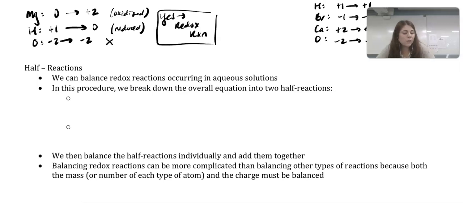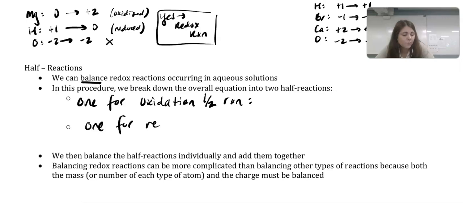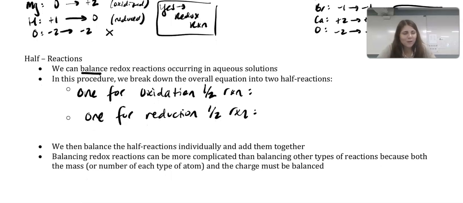So half reactions, we can actually balance the redox reactions that occur in aqueous solutions. So in this procedure, we actually break down the overall equation into two single half reactions, one for the oxidation half reaction, and the other one for the reduction half reaction. If we add both of those together, those will get us our overall balanced equation.